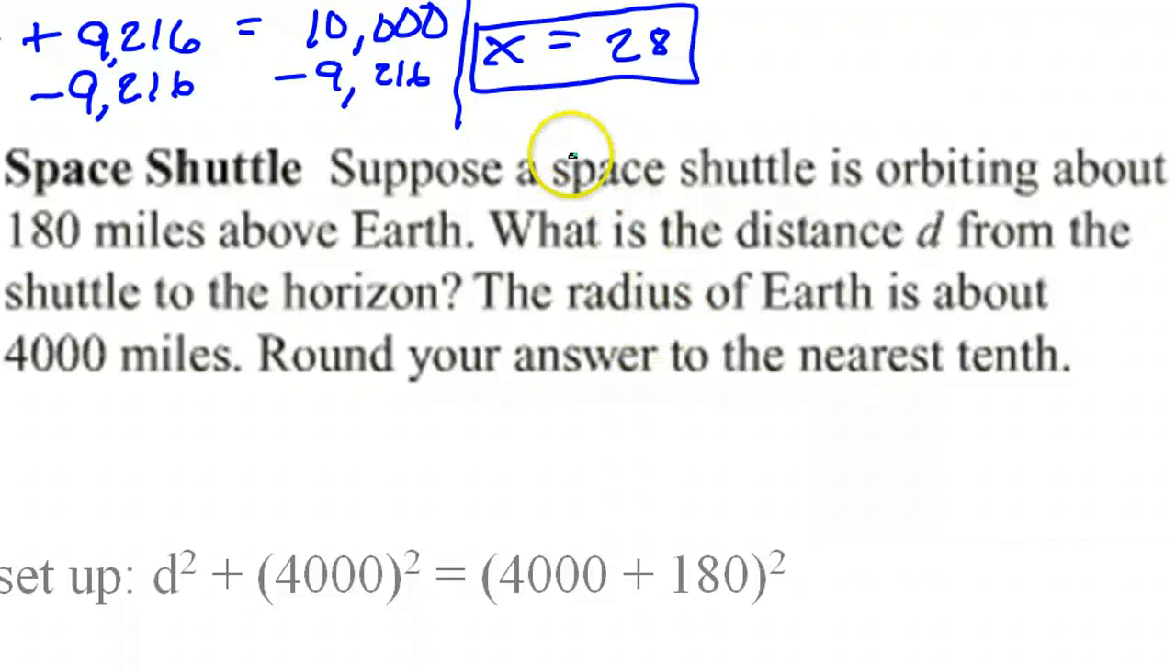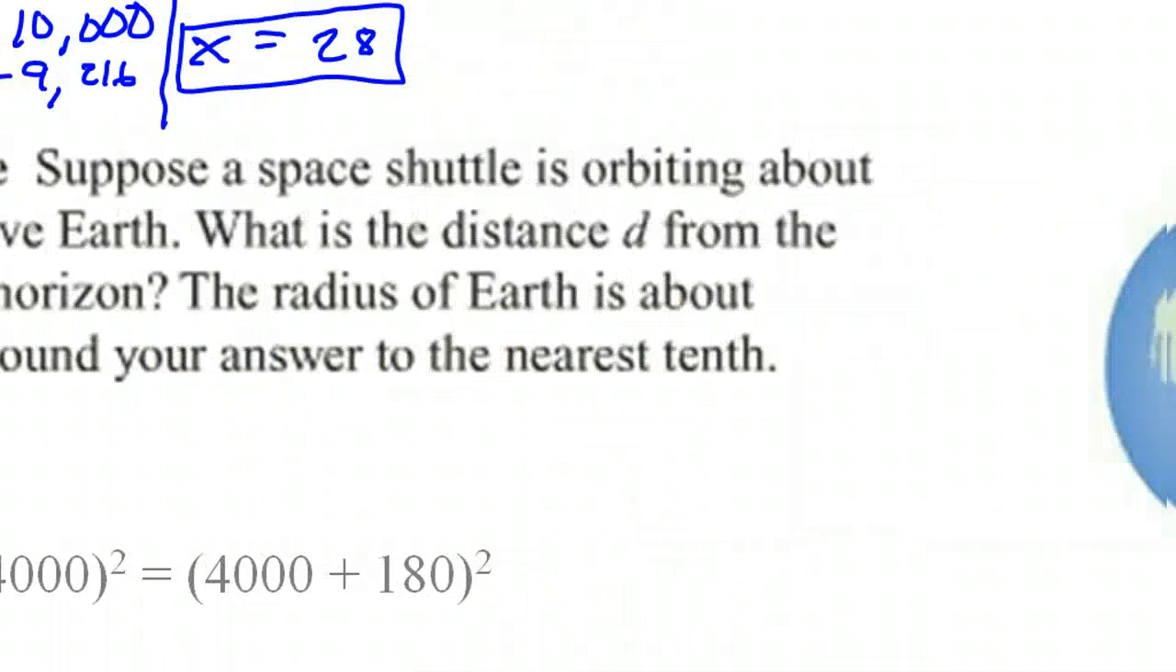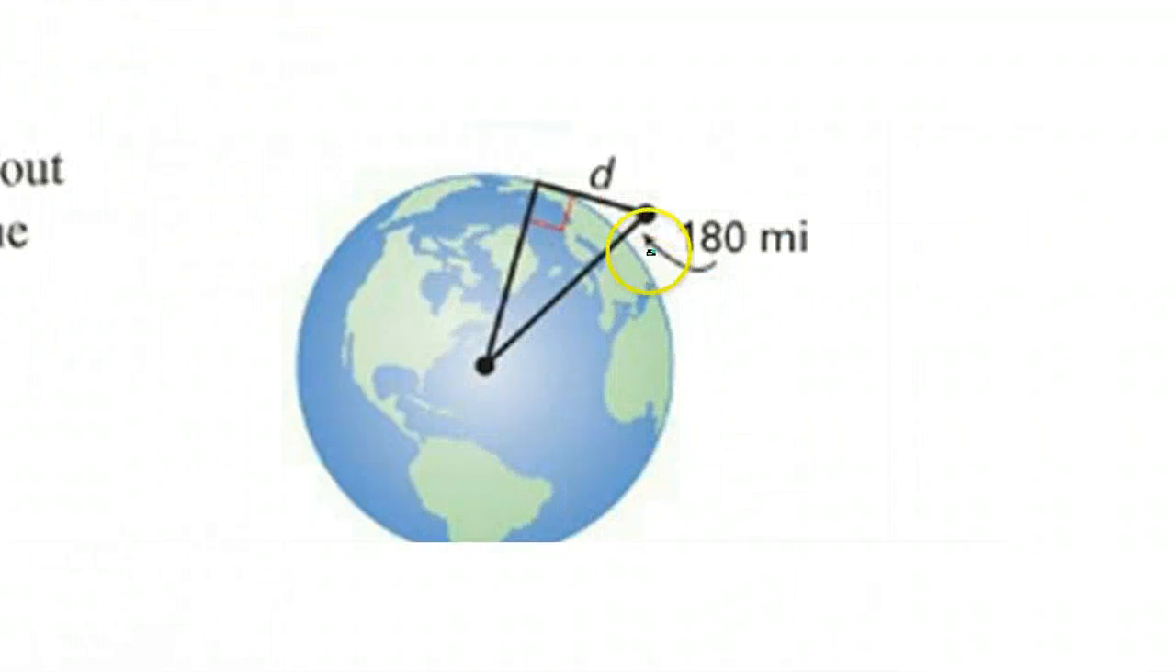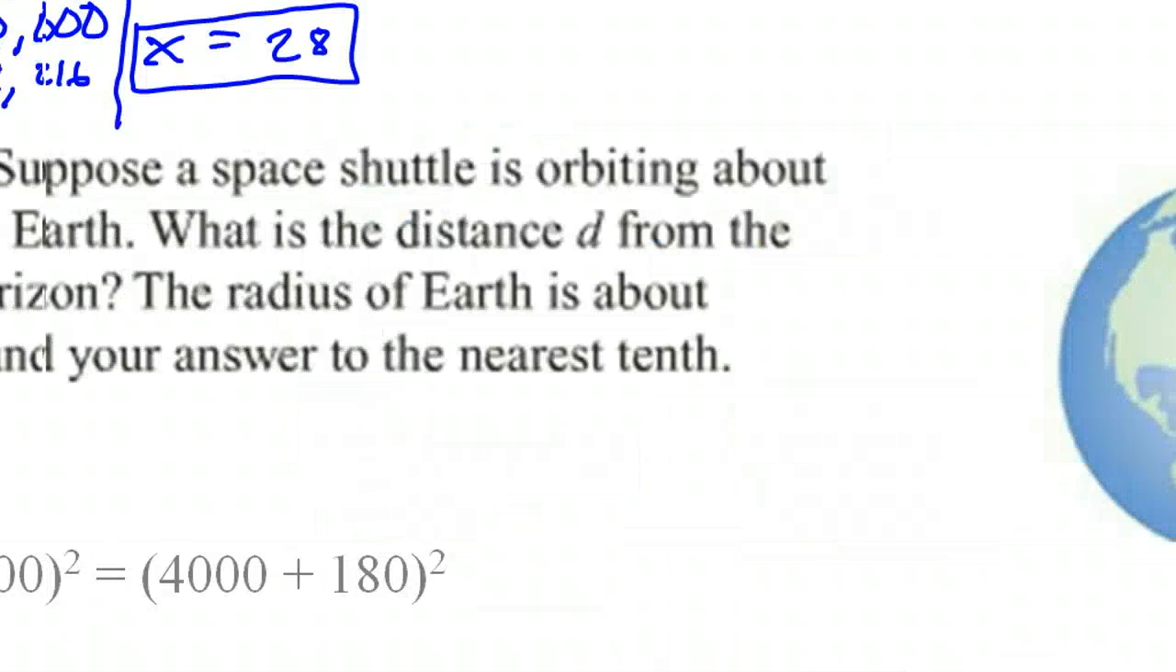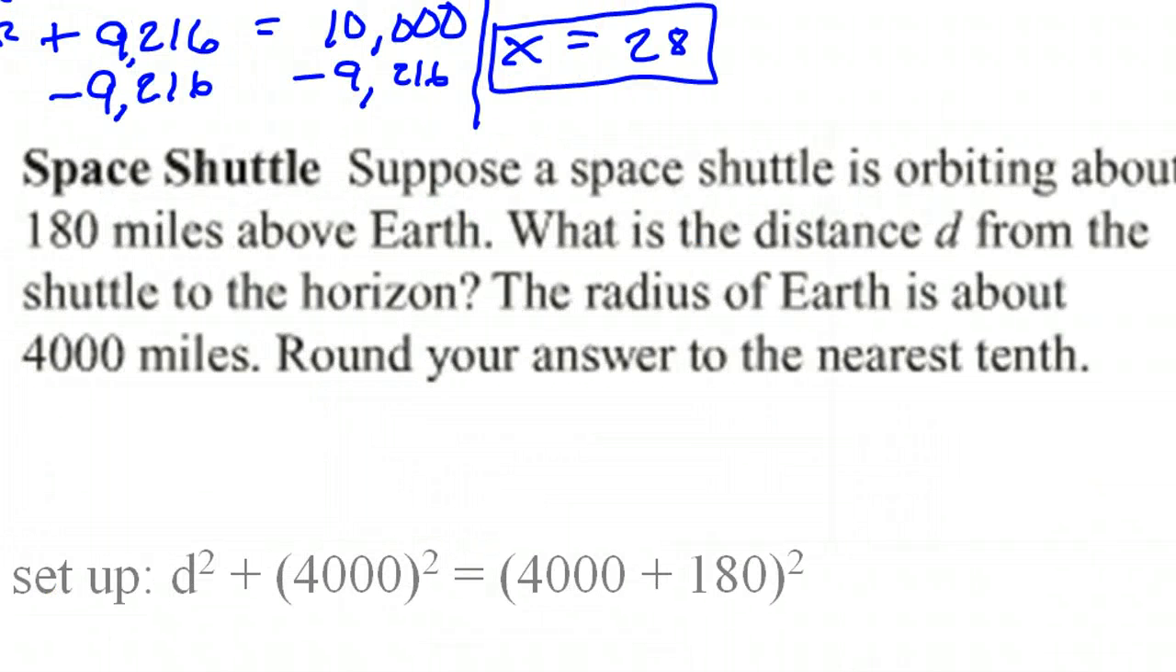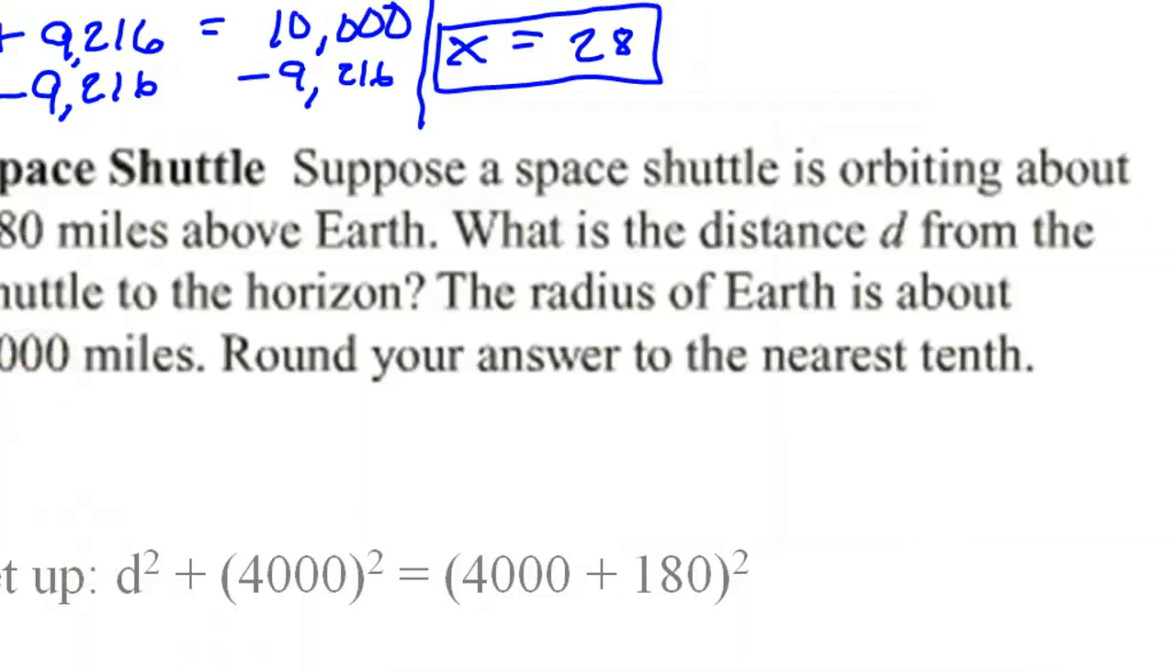Anyway, the space shuttle. Suppose the space shuttle is orbiting about 180 miles above the Earth. What is the distance d from the shuttle to the horizon? The radius of the Earth is about 4,000 miles. Round your answer to the nearest tenth. Now, this 180 miles is just this little part right here. That's 180 miles. But they told us that the radius of the Earth is about 4,000 miles.